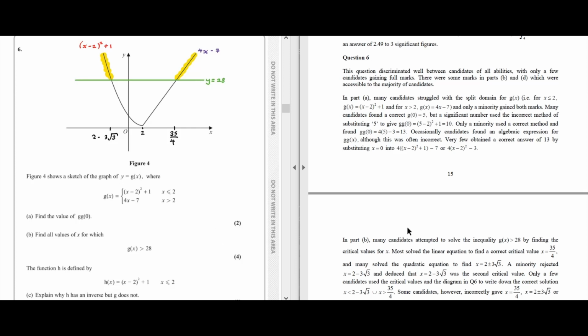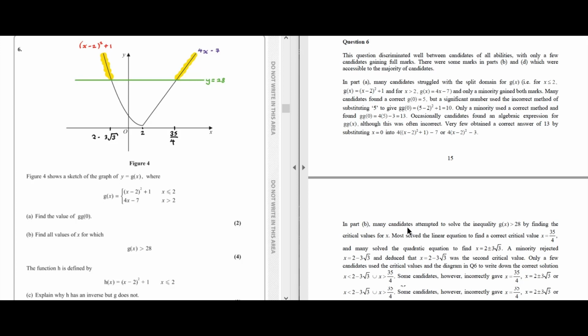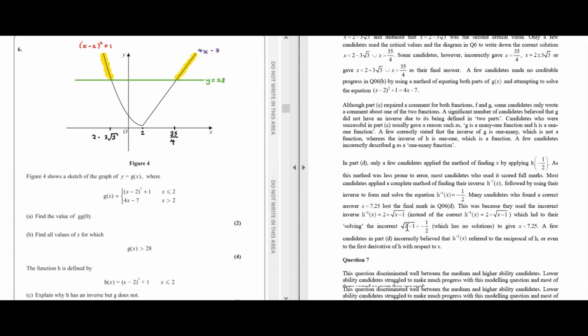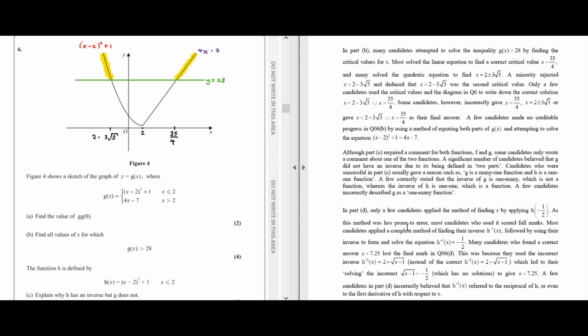Part B, where we had to find all values of x for which g(x) is greater than 28. Many attempted to solve that inequality by finding the critical values of x, which I did in the question. Most solved the linear equation to find a correct critical value of 35/4, and many solved the quadratic to find x equaling 2 plus or minus 3 root 3. A minority rejected x equals 2 plus 3 root 3 and deduced that x equals 2 minus 3 root 3 was the setting critical value. I think they were supposed to say plus over here.